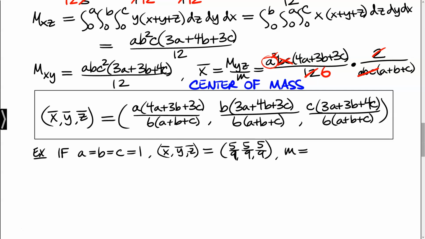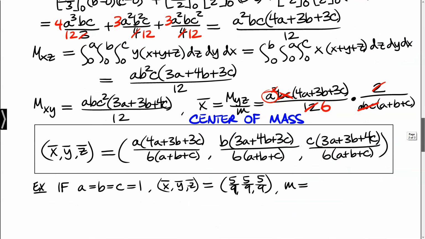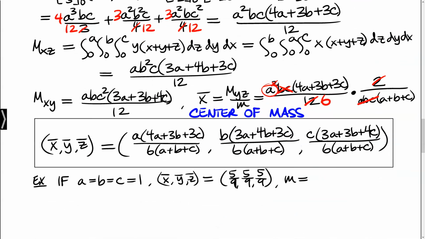And the total mass, well, let's see. So the total mass, I need to go up here. The total mass would be 1, 2, 3 over 2. It'll just be 3 halves. Okay. So total mass would be 3 halves.